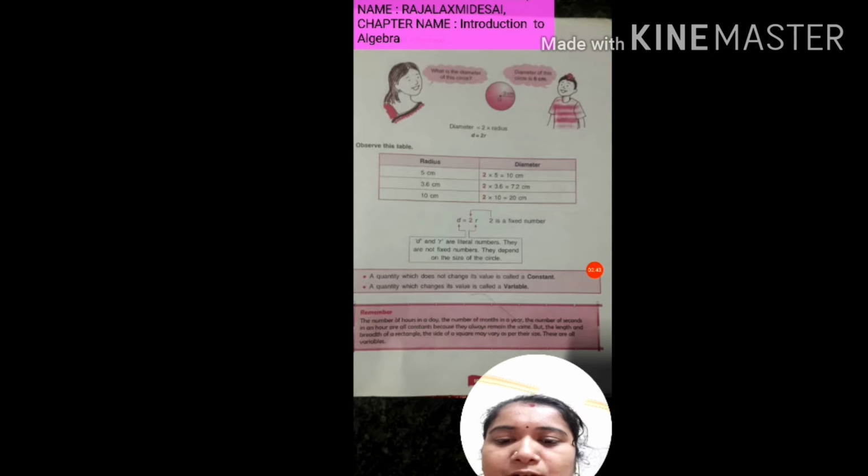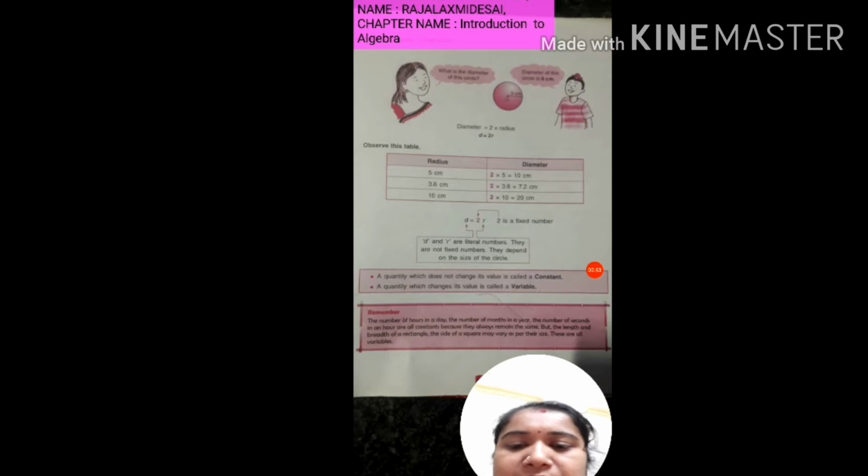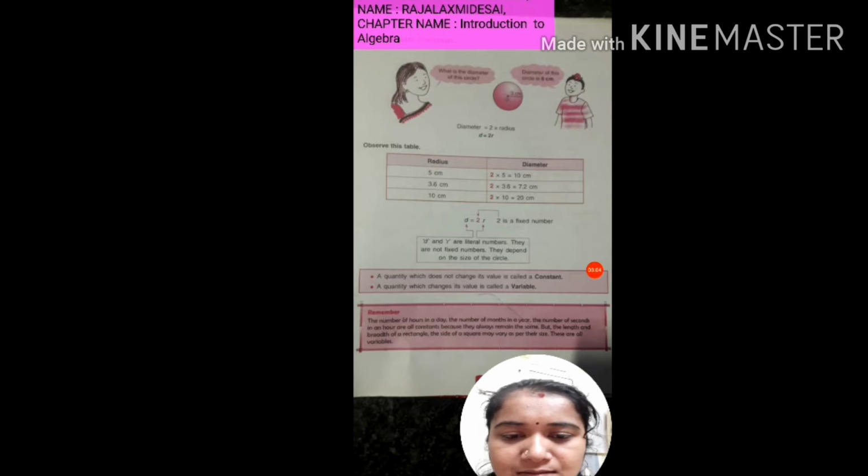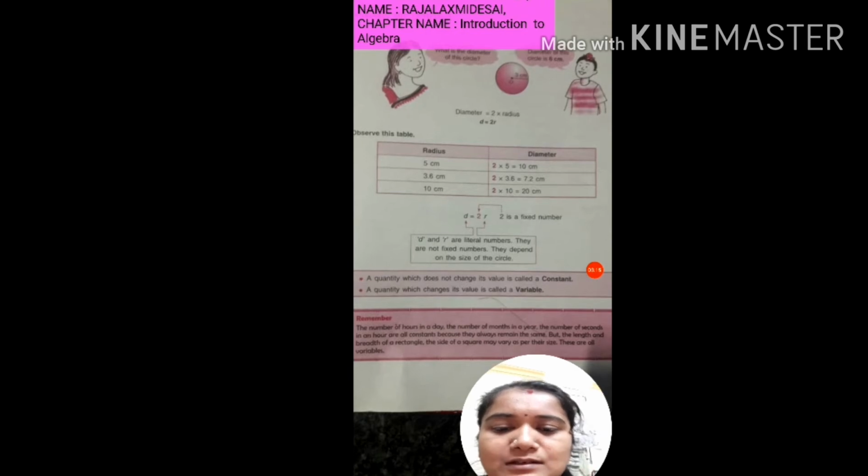And also we need to remember that the number of hours in a day, the number of months in a year, the number of seconds in an hour are all constants because they always remain the same. Here the time, if you consider a day, in a day there are 24 hours. In a month there are 30 days. Some months have 31 days and also 28 days. The number of seconds in a minute, these are all considered as constants because they do not change.